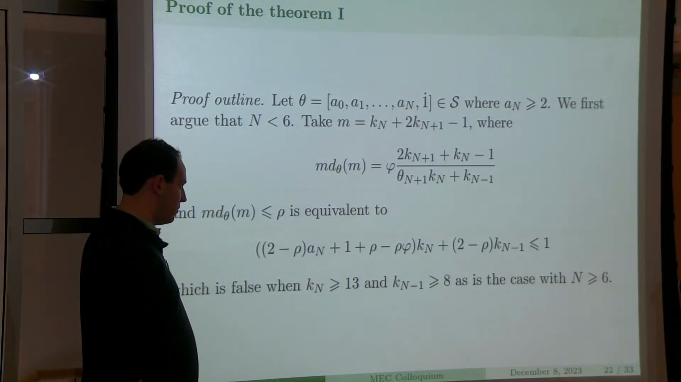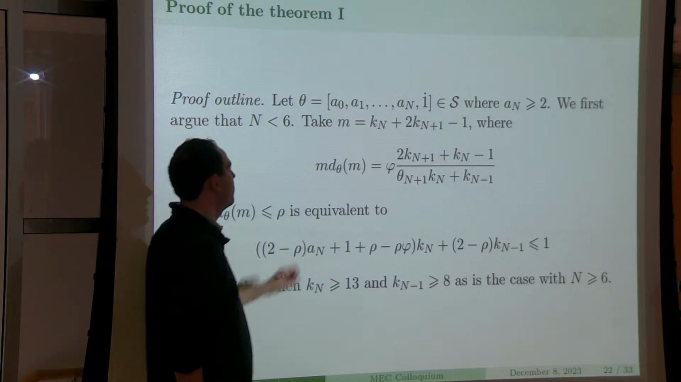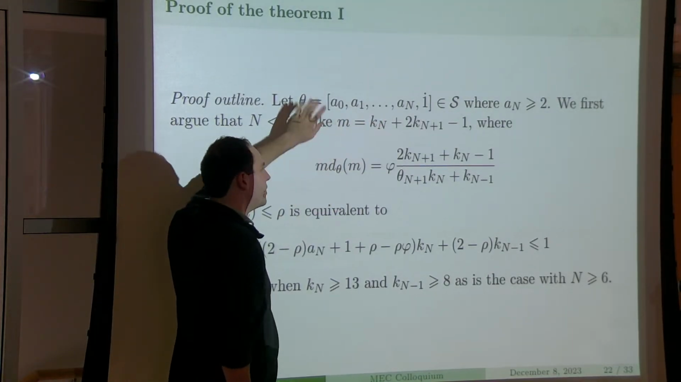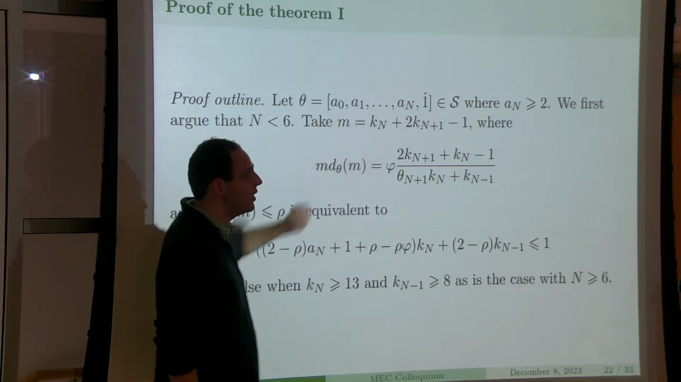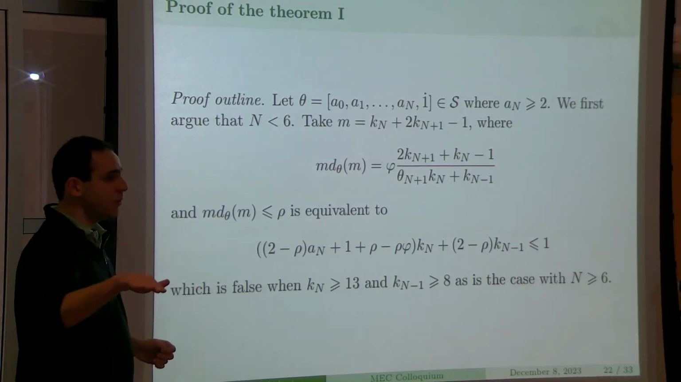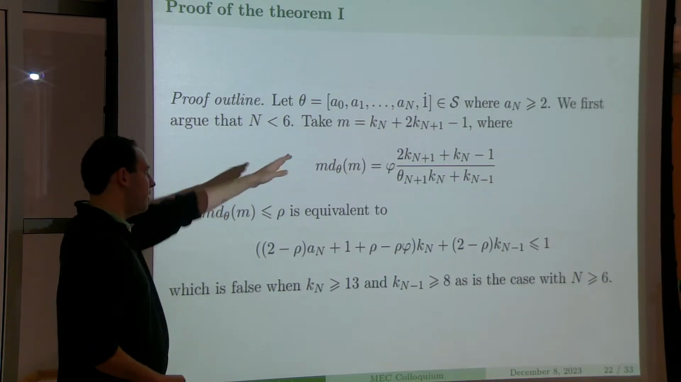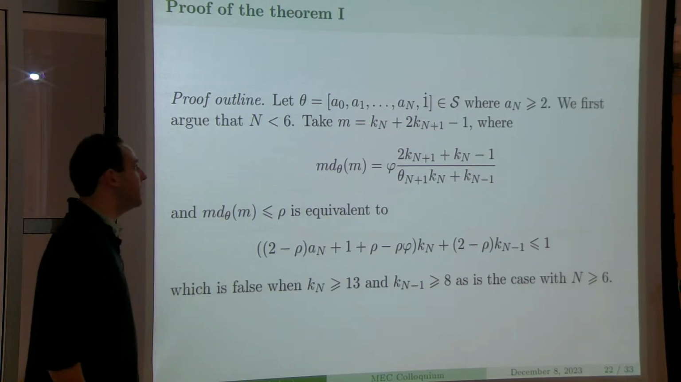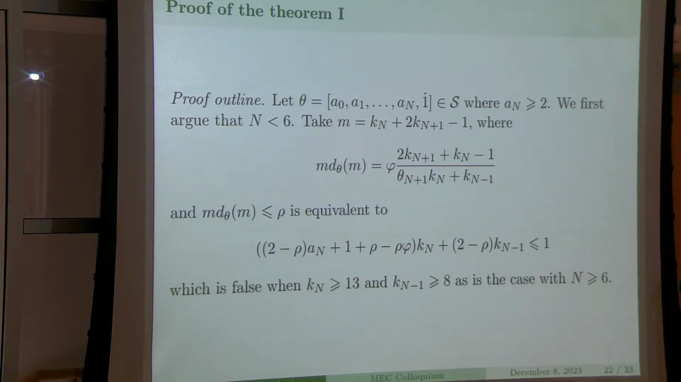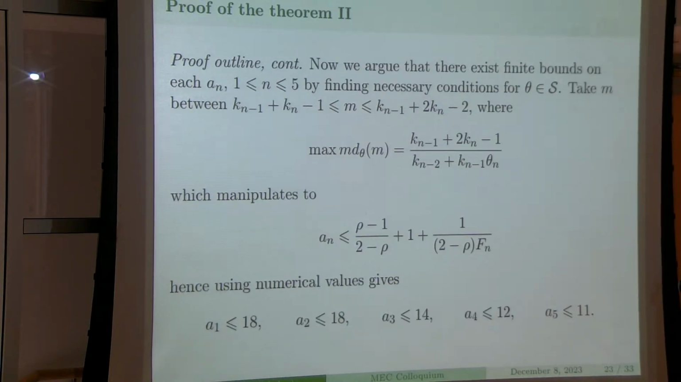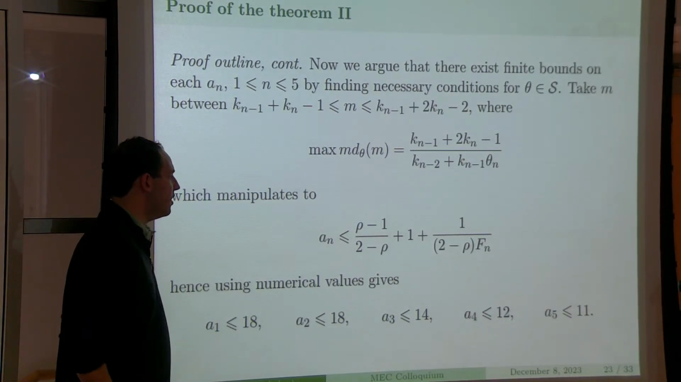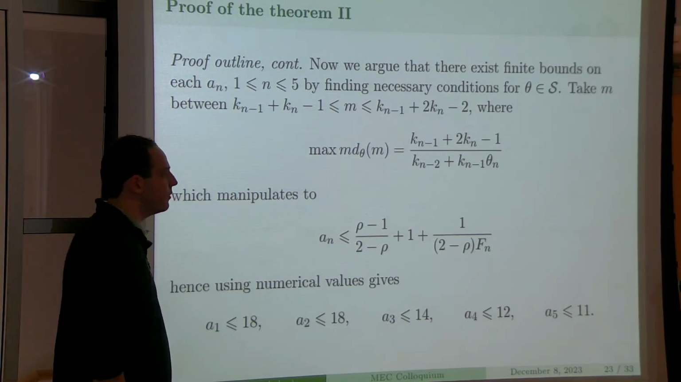So we know right now that for theta to be in the class S of our friends in continued fractions that always stay below rho, this capital N has to be strictly smaller than 6. So now we're going to find some necessary conditions to hopefully reduce to a reasonable computer search.